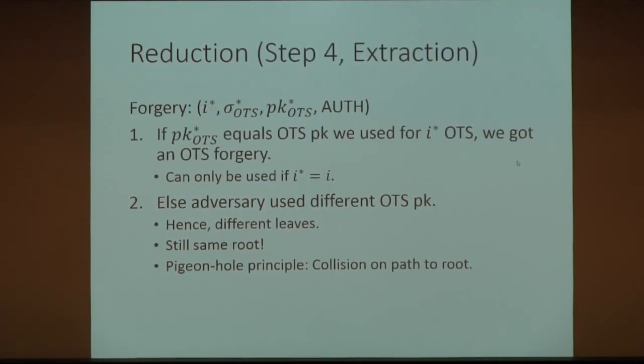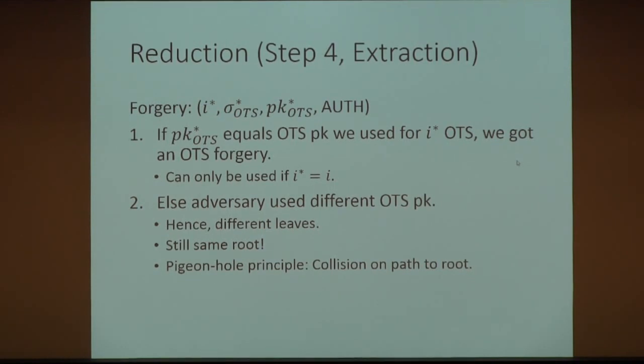And this works as follows. So we look at the forgery and first compare the one-time public key in this forgery with the one-time public key we used at this position. If these two matched, then the attacker obviously forged the signature for the one-time signature. And this can be used if this happened exactly for the index where we placed this target one-time signature scheme.